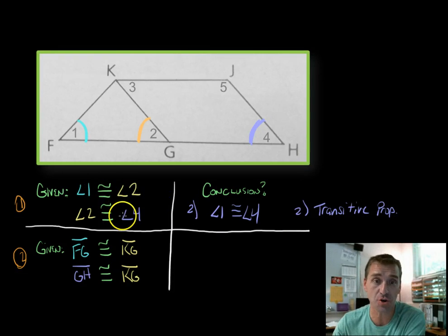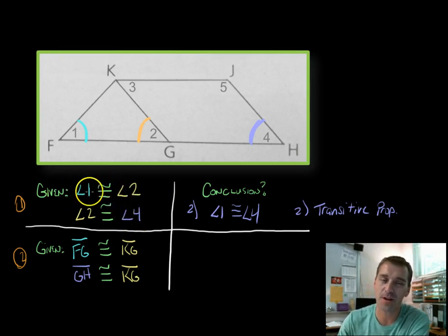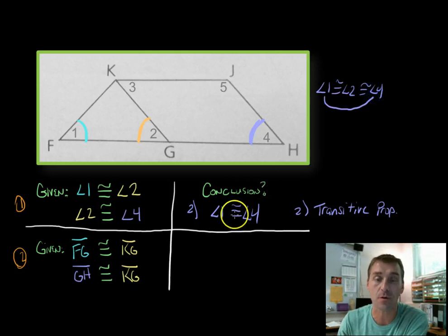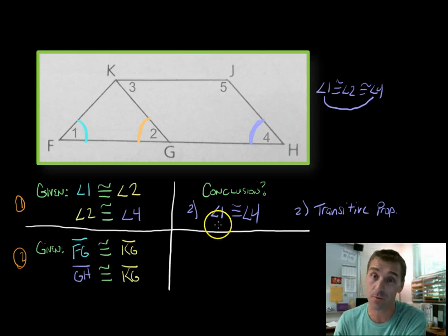The reason that this is true is because of the transitive property. And by the way, another little thing, if you look at how this works, basically what you're doing is you're just linking these things together. So you can say angle 1 is congruent to angle 2, which is congruent to angle 4. So then you could conclude that 1 is congruent to 4. That looks very similar to the thing we talked about called the chain of reasoning, by the way.